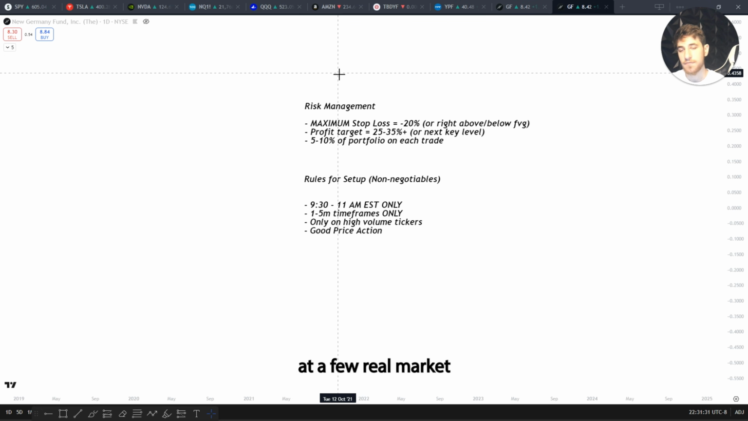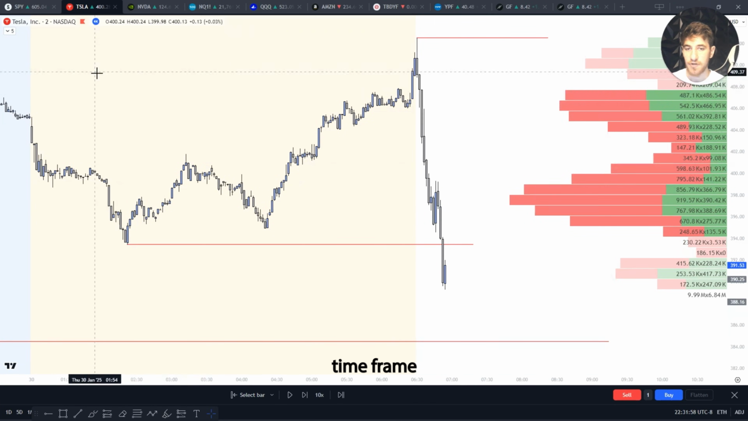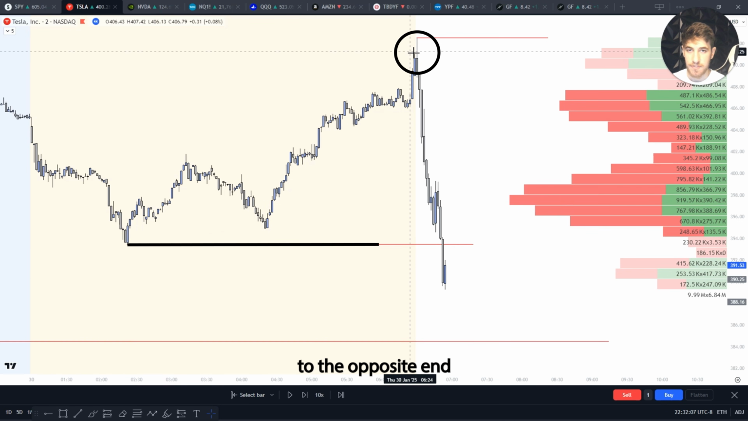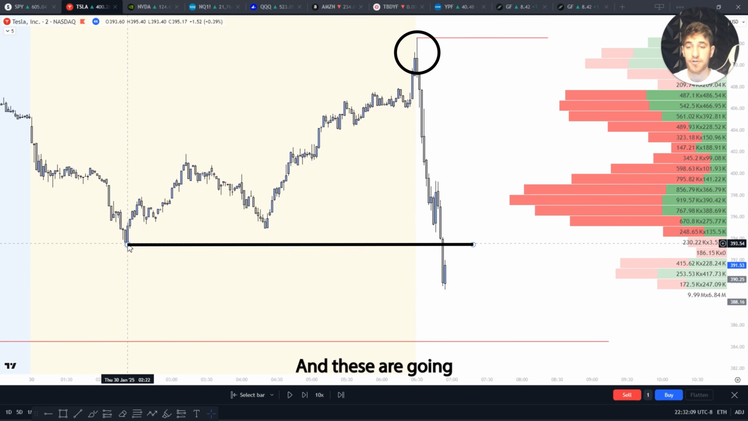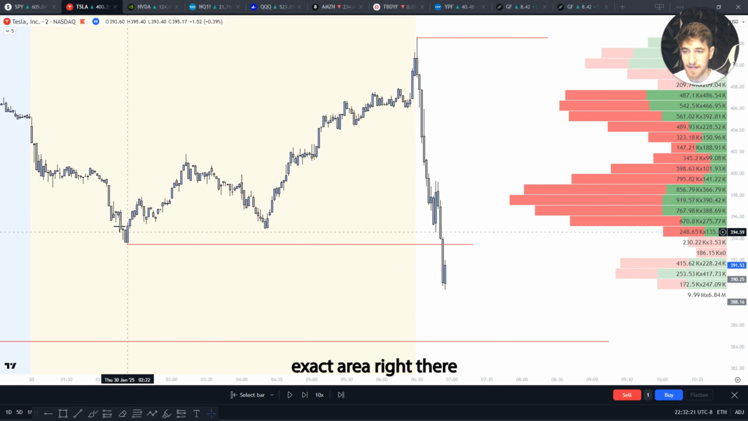And now I want to take a look at a few real market examples that I traded this week to show you guys how it works and to get a better idea of the entire concept in general. All right, so with that being said, let's go ahead and take a look at our first example of a real market trade. So here we are on Tesla on the 2-minute time frame, and what we have over here is a very significant key high, because this is where we had a very strong reversal to the opposite end. So mark out both of these levels, and these are going to be our break of structure levels. What you want to do is wait for price to break either one of these levels, and we want to play for a fair value gap trade on that exact area right there.